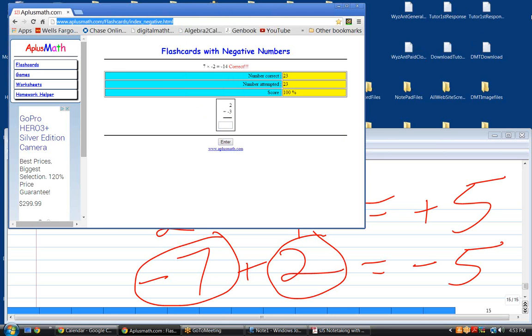I'm going to copy and paste this into the chat window on GoToMeeting. Alright. There it is. Click on that in the chat window. Okay. Save it in your favorites, the aplusmath.com flashcards. Save that in your favorites.